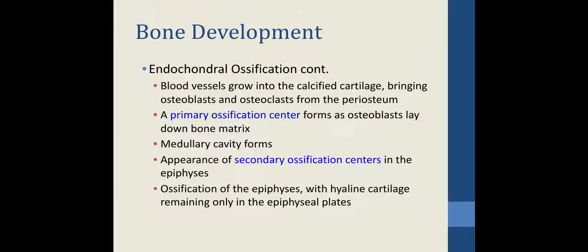Blood vessels will grow into this calcified cartilage, bringing osteoblasts and osteoclasts from the periosteum. And then the primary ossification center, that's a place where you get osteoblasts to first lay down the bone matrix. You'll get your medullary cavity, and then you'll get secondary centers in the epiphyses. And then basically you're just laying down bone with the hyaline cartilage only at the epiphyseal plates, or what we would call the growth plates.